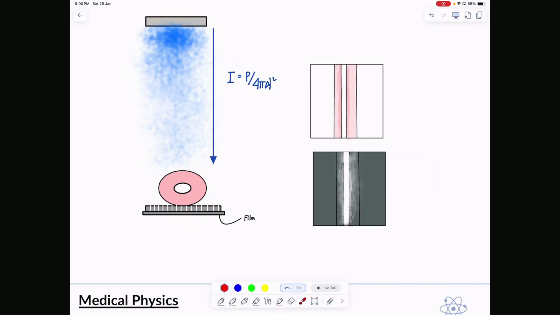MRI can see nerves and ligaments. X-rays can't see them. An X-ray takes 10 seconds. The MRI takes 1 hour. They put you in a machine.